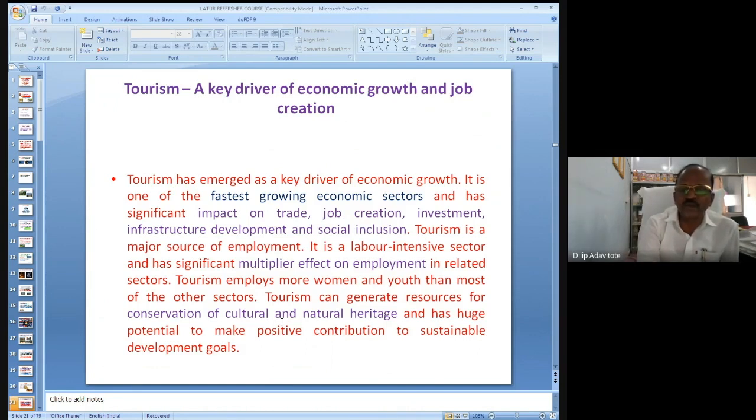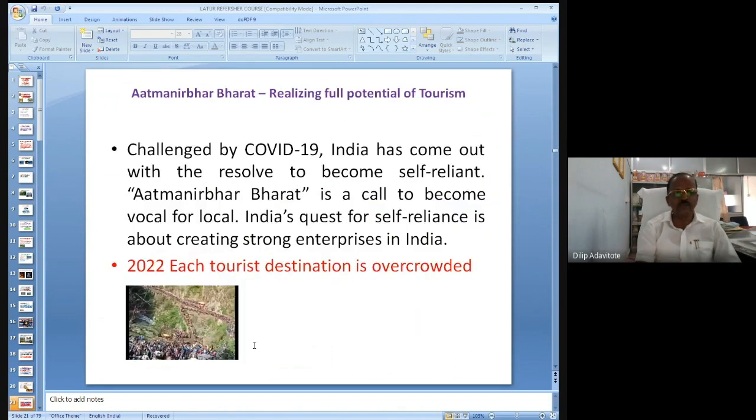And therefore, it is our duty. We have to write to the government. Tourism can generate resources for conservation of cultural and natural heritage, and it has huge potential to make a positive contribution to sustainable development goals. As we know, just this year, our Prime Minister, Honorable Narendra Modi, has explained the importance of Atmanirbhar Bharat, realizing the full potential of tourism. That also we have to take as an opportunity.